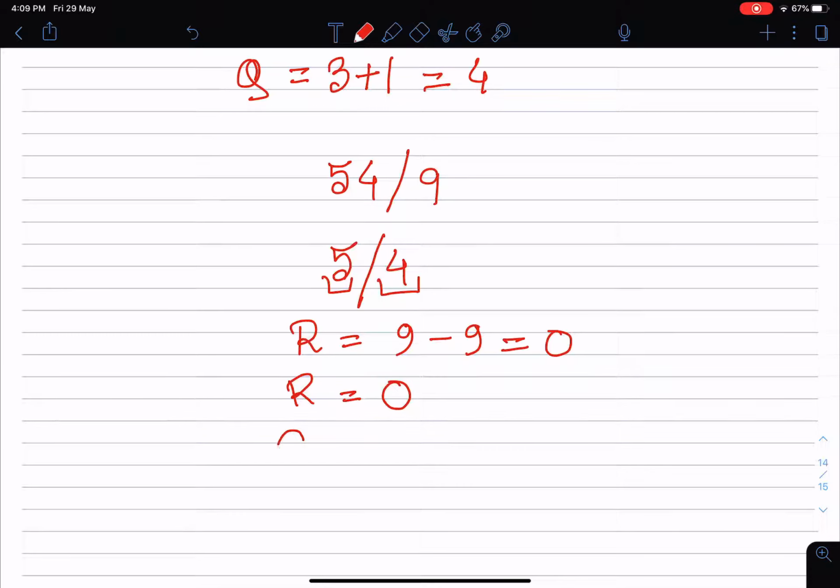Now what will my Q be? Q will be, I'll take what was in my left hand side, that 5, and then I subtracted one 9 from this number, so I'll just add 1, so it will be 6, and 6 nines are 54, so we get the result. Okay, now this is for a 2-digit number. What about a 3 or higher digit number?